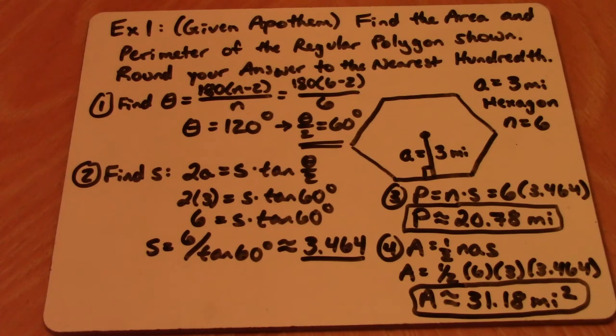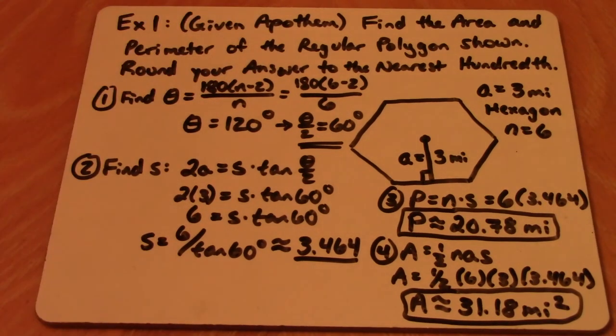This is how we do the entire problem. That's one example of how to find the area and perimeter of a regular polygon when we are given the apothem. There'll be 2 more videos in this lesson, one for given a radius and one for given a side length.